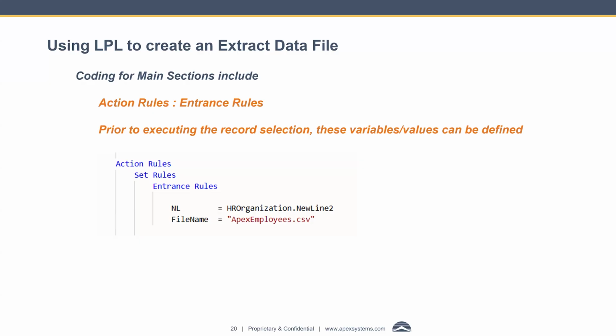In this particular case, I'm defining at the very beginning in this entrance rule that my new line character happens to be a reserved character from HR organization business class. It's defining what that new line character is. I'm also specifying what my file name would be. So this particular one would be apexemployees.csv is what I'm naming this particular file.